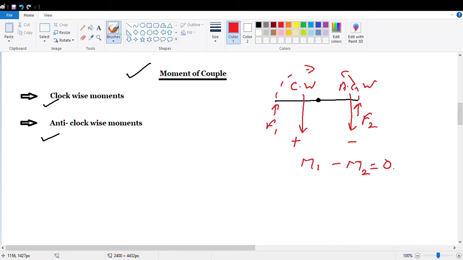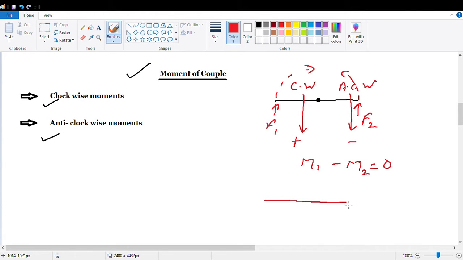Now if a force is trying to rotate the body in clockwise manner, that is called as clockwise movement, and if a force is trying to rotate a body in anti-clockwise manner, then it is called as anti-clockwise movement. I am taking one more example here.